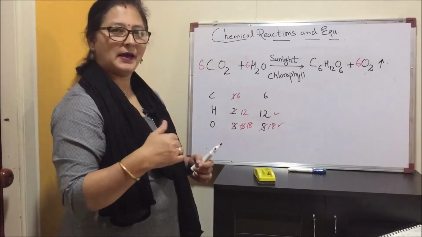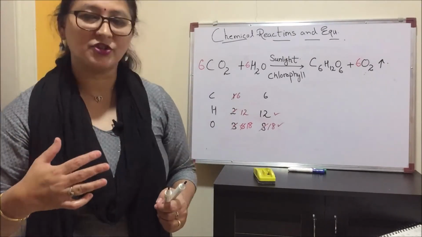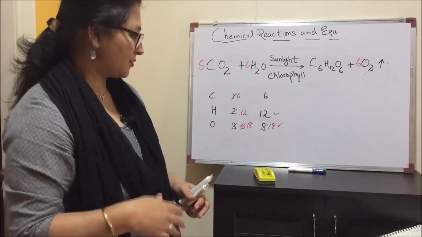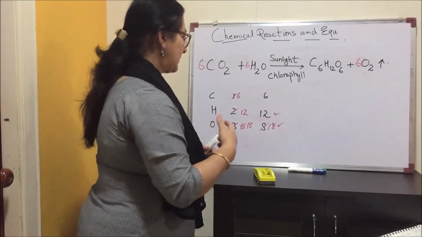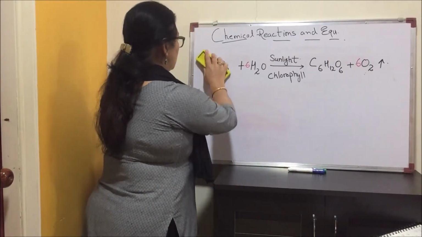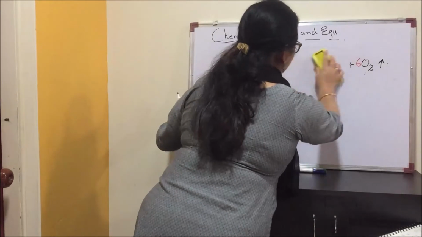See, balancing of equation is something where you have to use the trial and error method. Okay. So keep doing it, keep practicing it, so that you will become perfect and you can balance the equation fast.